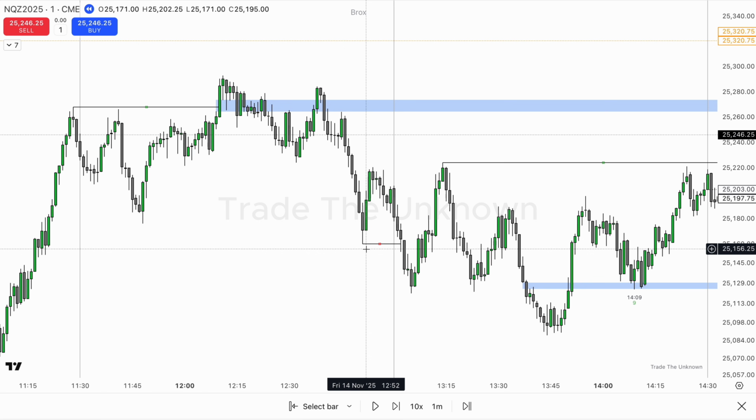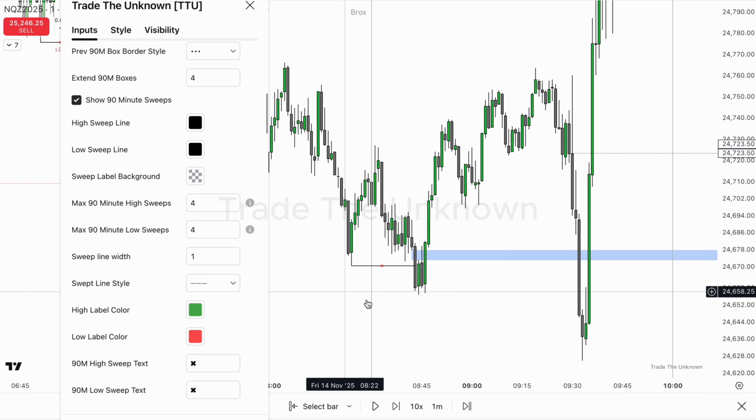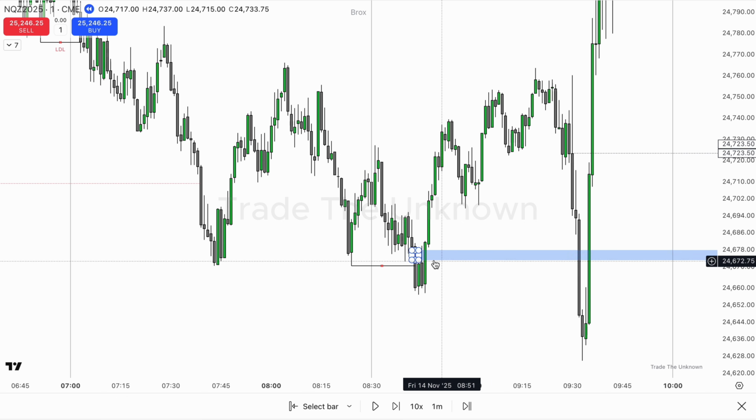And just to be clear, for example, right here, this is not a valid imbalance. This is what I talked about. It got wicked out, right? It has to be on the specific same candle. Now, just to be clear, this shows the 90-minute sweeps right here. This is the line you're seeing, just to showcase basically the highs and lows I'm talking about. And you can see again and again this happens.